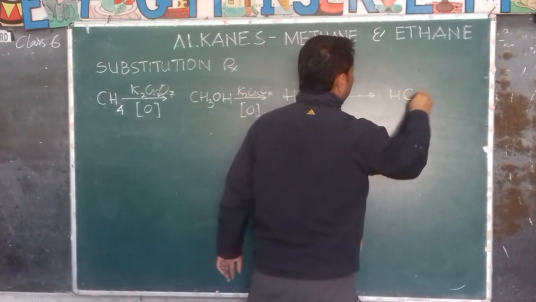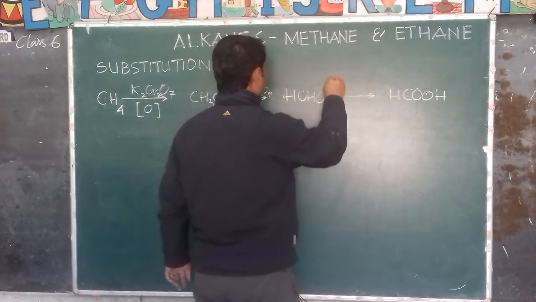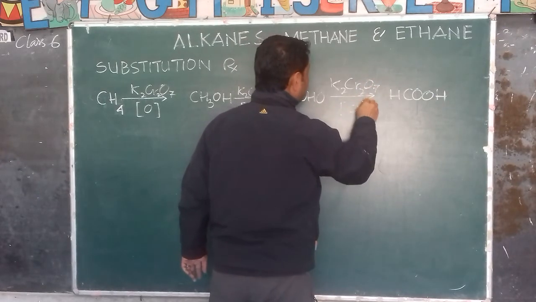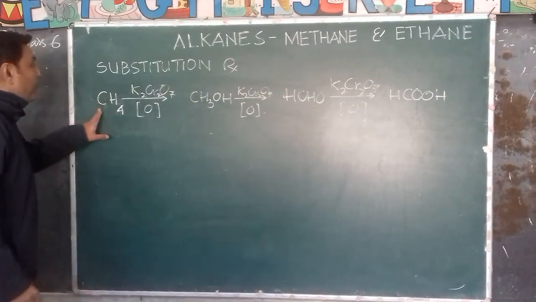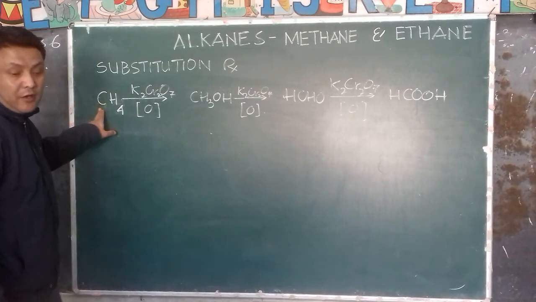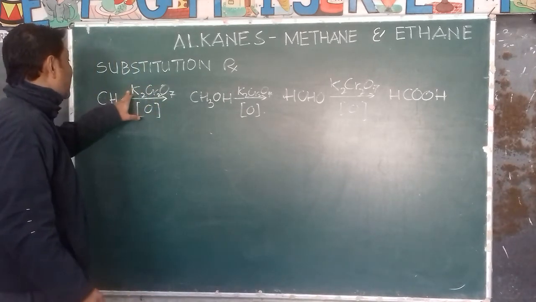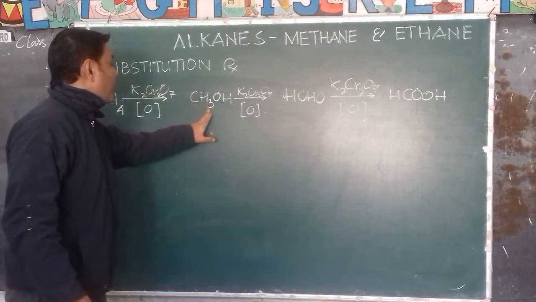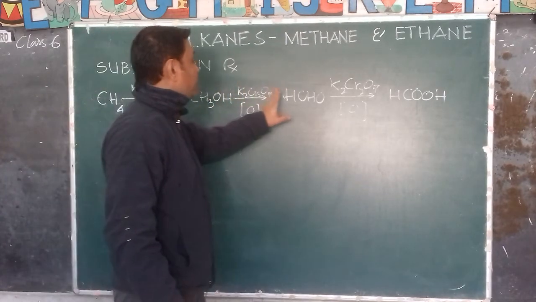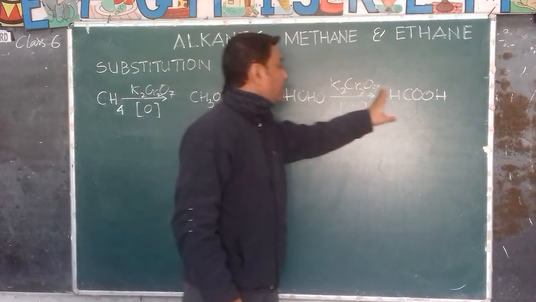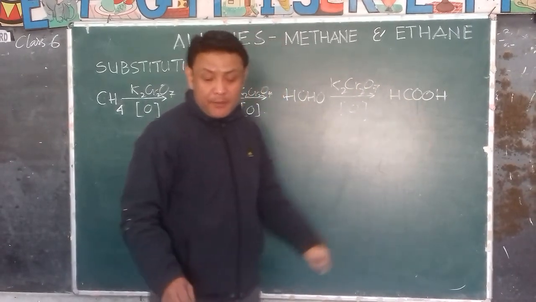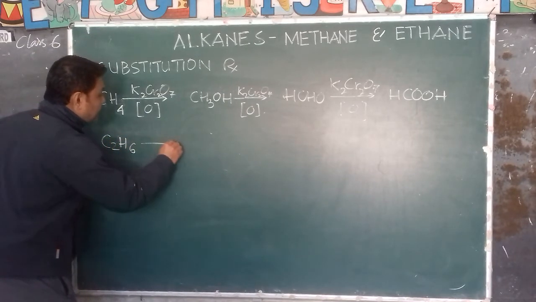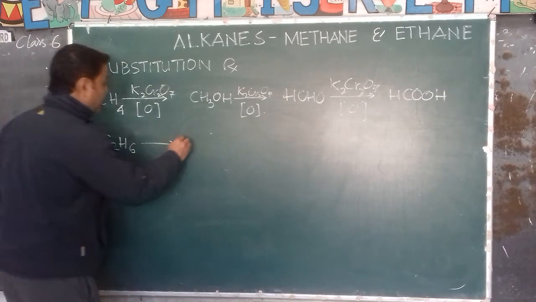So HCOOH, in the presence of K2Cr2O7 and nascent oxygen. So this is called slow controlled oxidation using the catalyst potassium dichromate in the presence of nascent oxygen. Methane produces methanol. Methanol further oxidation produces methanal. Methanal further oxidizes to form methanoic acid. Similarly, ethane, C2H6, under similar conditions.